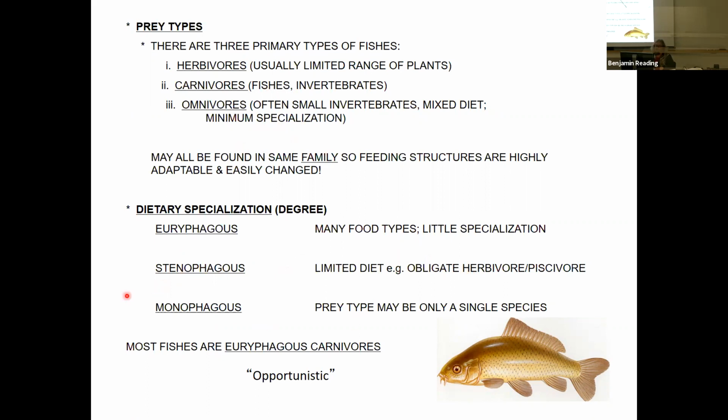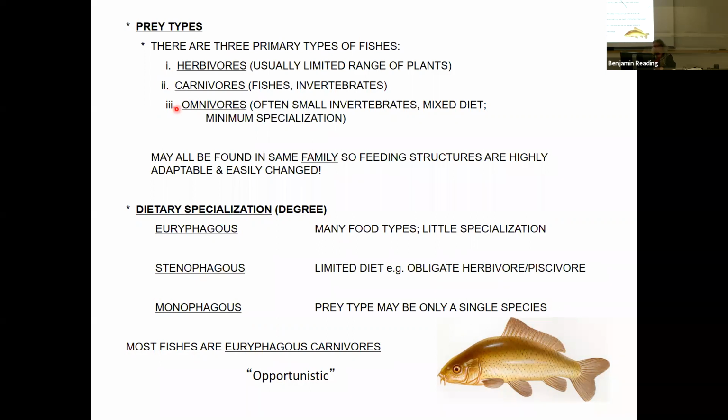Now I'm going to tell you this. This is things like koala bears and panda bears. This doesn't really happen a whole lot in fish. Maybe weird things like the inquiline pearlfishes that live inside of the anus of a sea cucumber that specialize on eating very specific things like the fecal material of a sea cucumber. This is kind of rare. Most fishes are what we call euryphagous, a little specialization, carnivores.